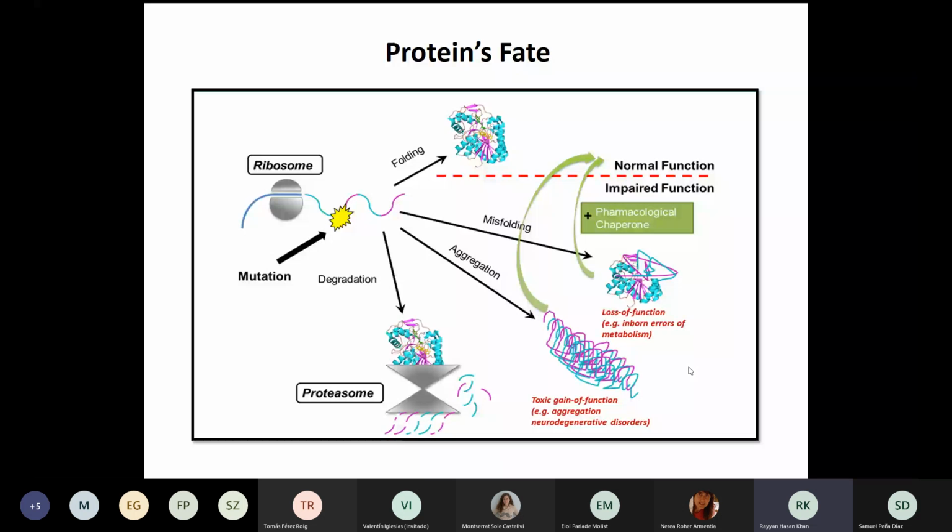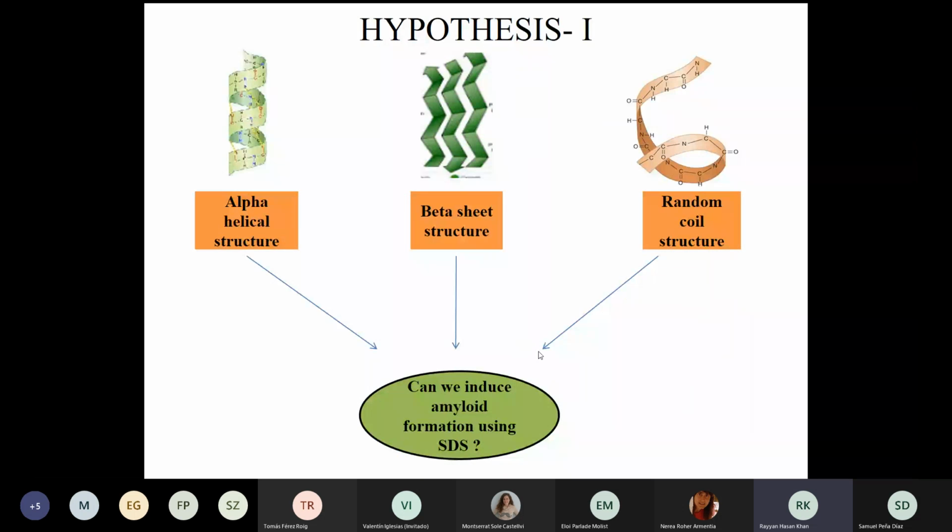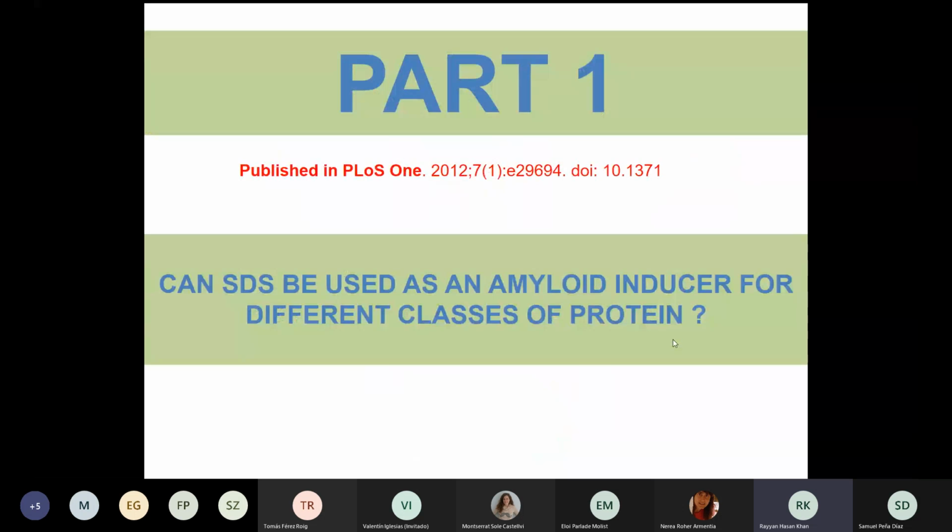The protein which does not fold properly, or which has a mutation, is going to be recognized by the proteasome, and they are going to be degraded into peptides and free amino acids. Now, the first question that we have asked is: if we take alpha class of protein, beta class of protein, or random, can we induce amyloid fibril formation by using SDS? This is the first question that we have asked. And this study was published in PLOS One in 2012.